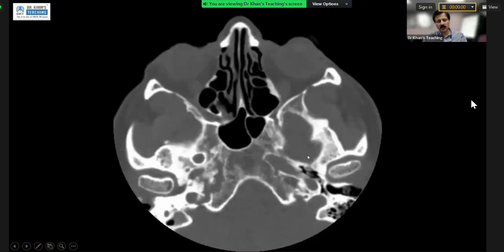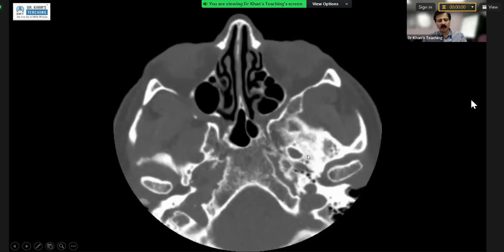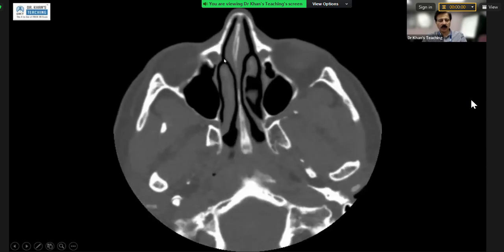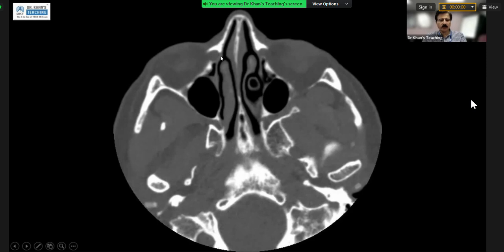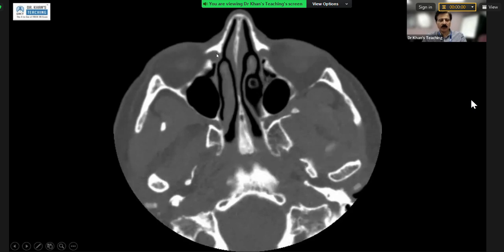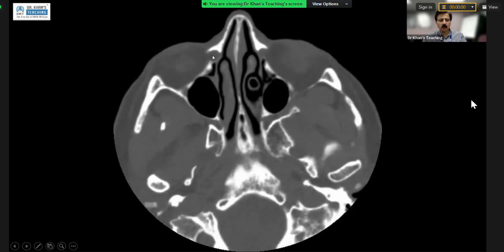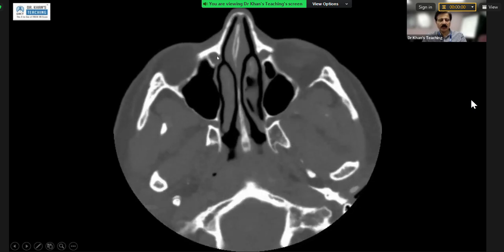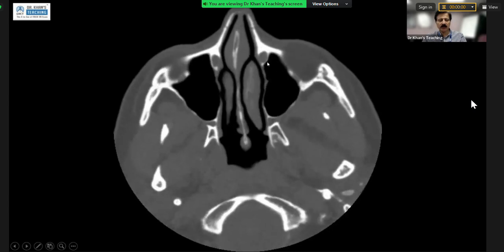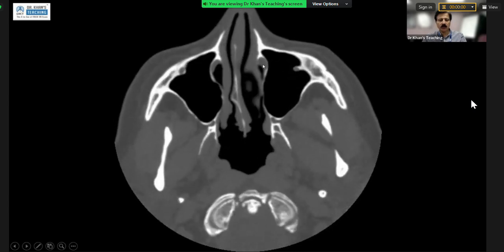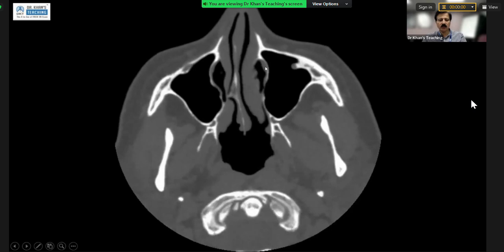Excellent. So if you see here, look at the anatomy. Normal anatomy is that the lacrimal gland is on the lateral and superior part of the orbit. The lacrimal sac is in the medial canthus. From there, the nasolacrimal duct originates, and the nasolacrimal duct, this is right and this is left, goes and opens into the inferior meatus of the nasal cavity, which we will learn next time.